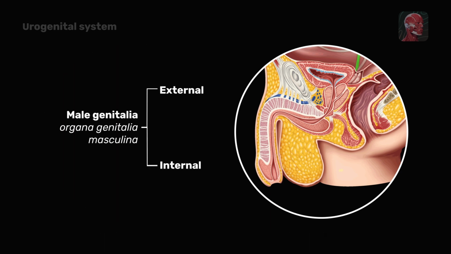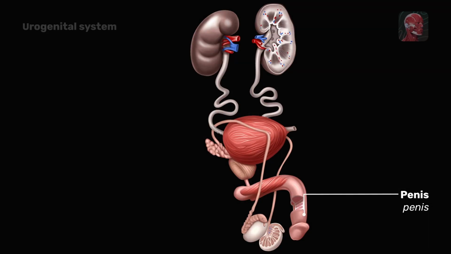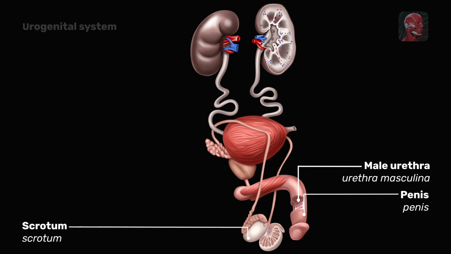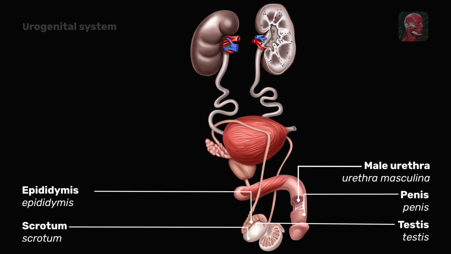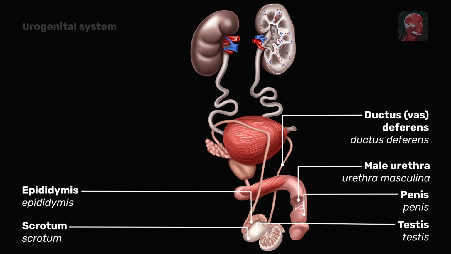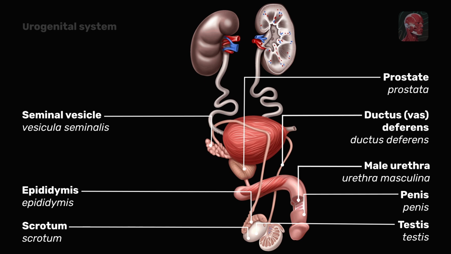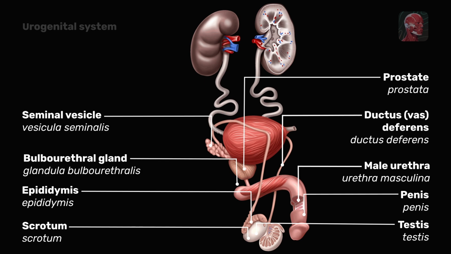Male genitalia are divided into external and internal. The external genitals include the penis, the male urethra, the scrotum. The internal genitals include the following: the testis, the epididymides, and the ductus deferens, and accessory sex glands: seminal vesicles, the prostate, and bulbourethral glands.